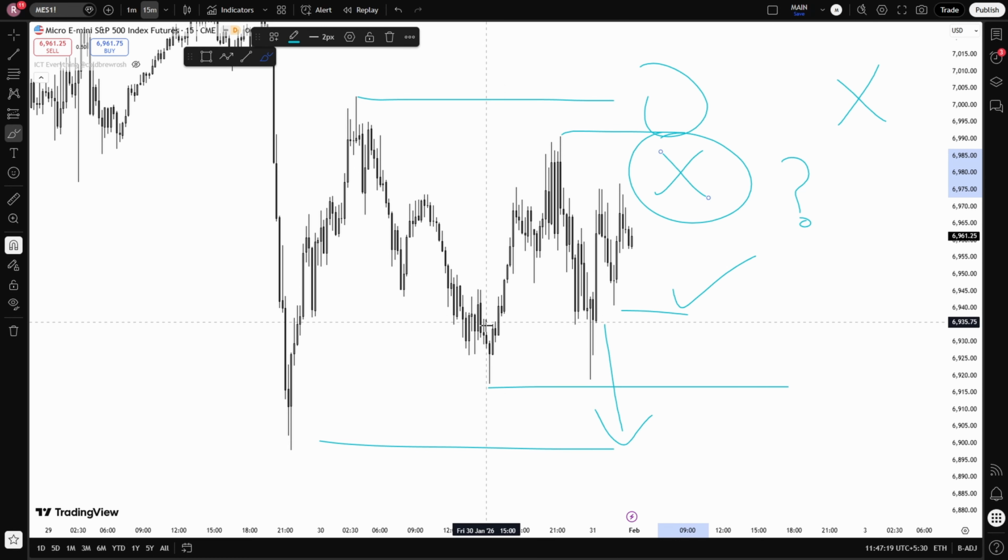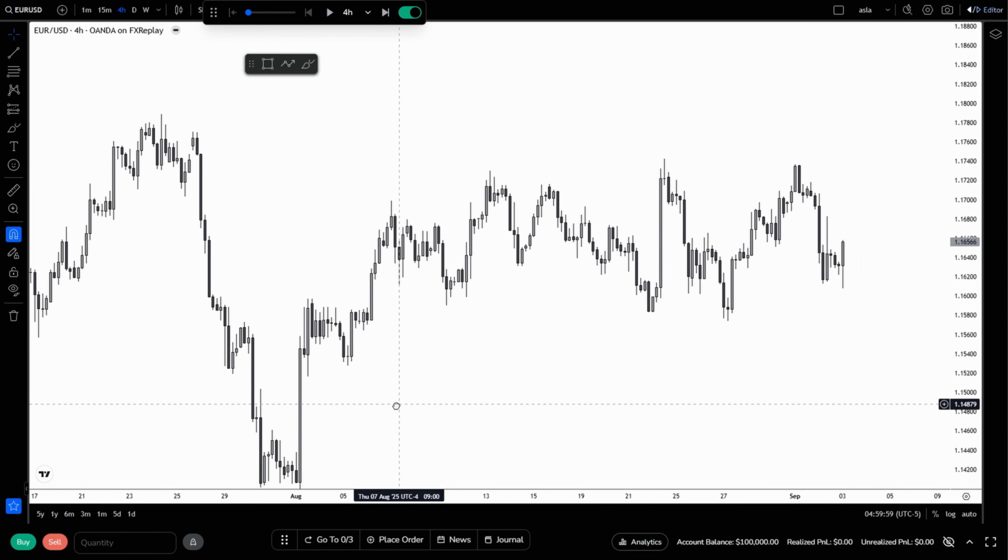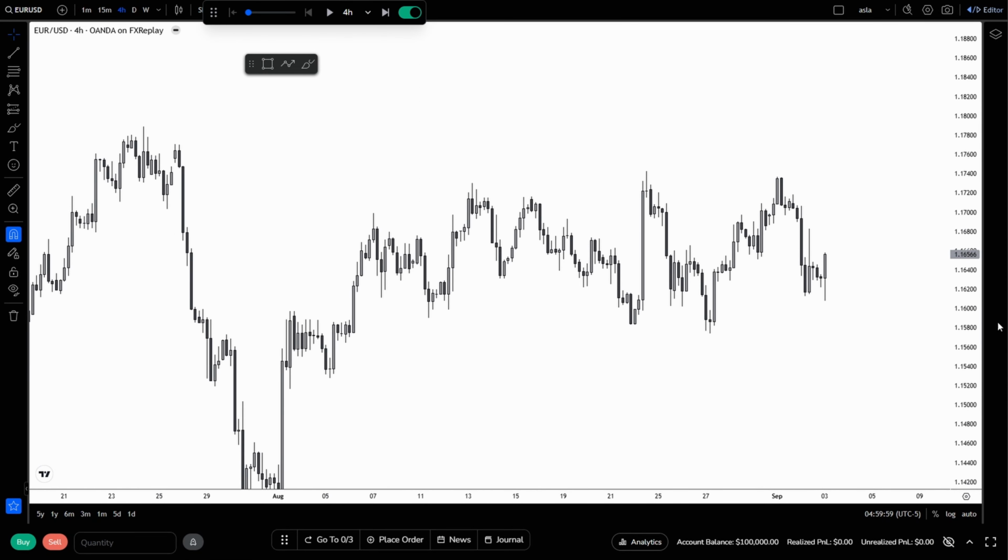I don't try to predict every move. I don't try to trade both sides. I simply align myself with where liquidity is resting and let the market do what it naturally wants to do. Once you understand the draw on liquidity, everything else like entries, confirmations, and trade management becomes much easier and much more logical. So now let's move on to how we are actually going to figure out the draw on liquidity.